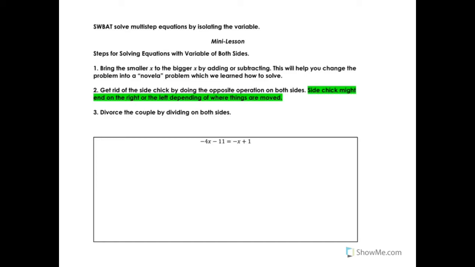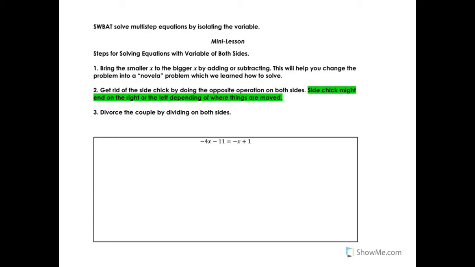Today's objective is to be able to solve multi-step equations by isolating the variable. However, the variables that we'll be working with today, you will notice that they will have a lot of negative signs with them. So our job today is to figure out how we solve these equations when they have more negative signs involved. Our steps for solving these equations will still remain the same.